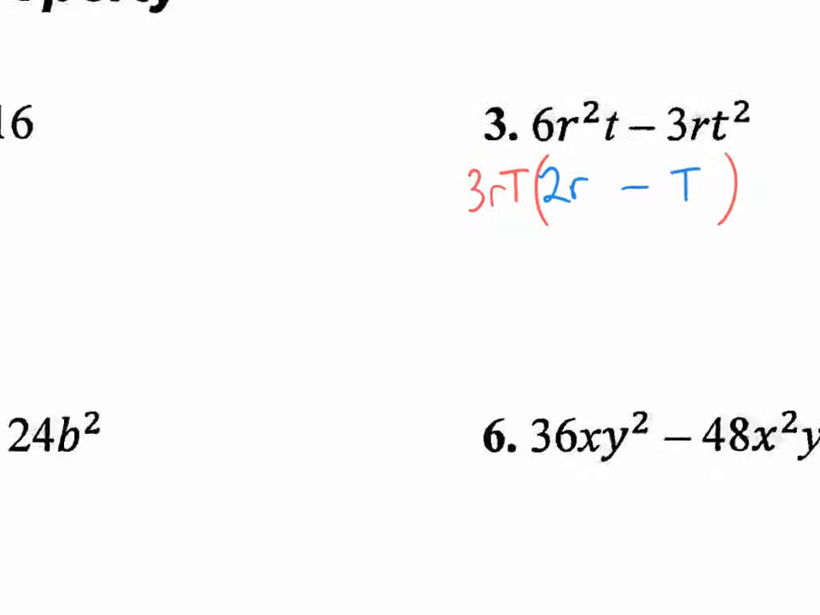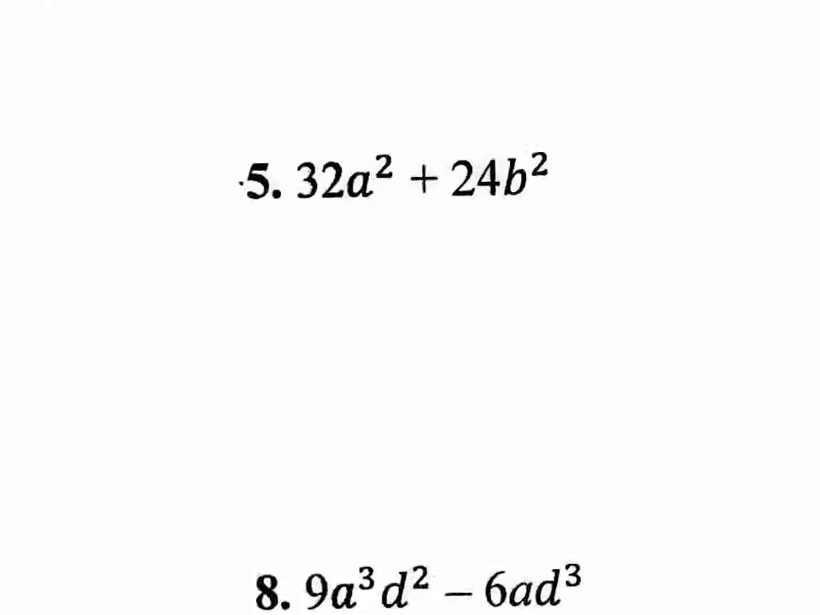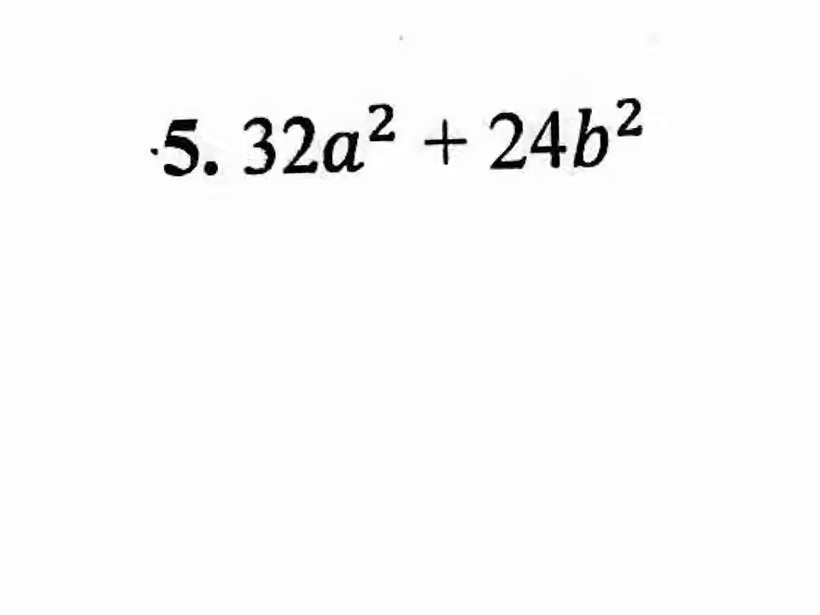Let's jump to number 5. 2 terms. Everybody start with your parentheses. Let's look at both terms and see what's in common in both. Let's take a look at the 32 and the 24. They're both even numbers, so in the worst case scenario, you could factor out a 2, right? But maybe a 4 will work. Maybe an 8 works. An 8 works, so let's do an 8. Let's pull out the GCF 8.